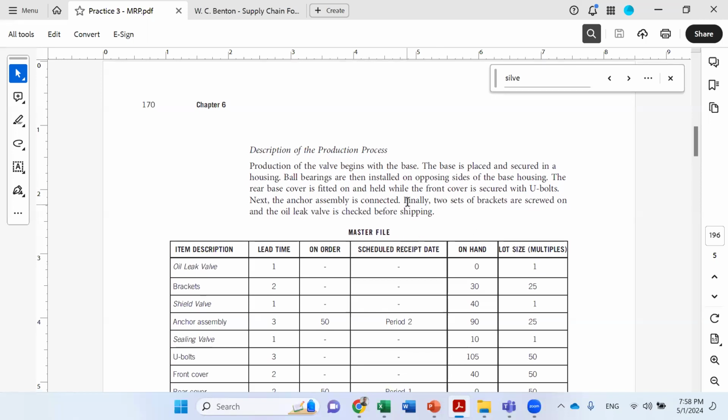So the quantities that it says, sometimes it says, let's say here, 2 sets of brackets are screwed on and the oil leak valve is checked before shipping, right? So you have the quantity and you also have the sequence. So it gives you the level by level instruction for making 1 unit of oil leak valve, right?